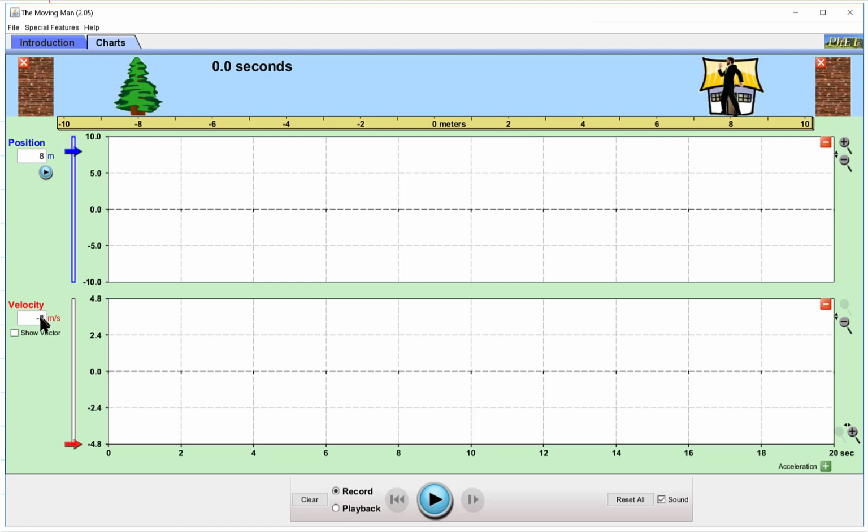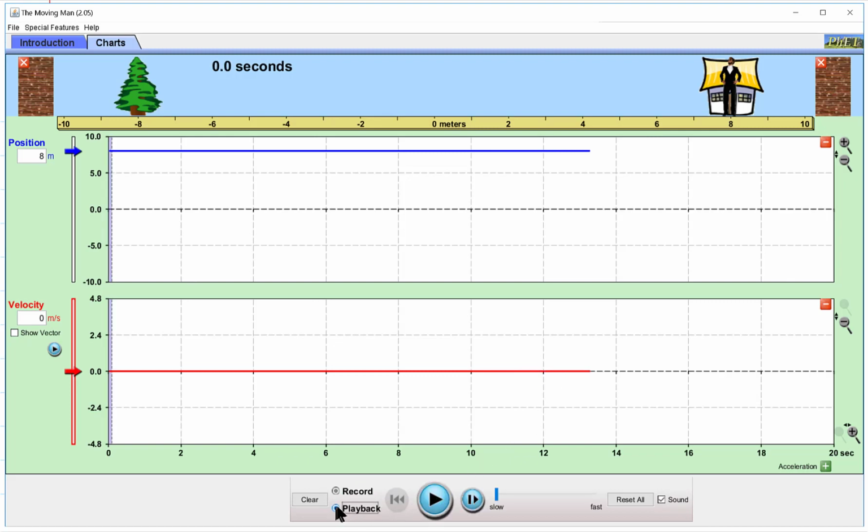Okay, and his velocity I could type in and I could hit 0. So I'm going to hit record. Let's see what the graphs look like. So he's going to be positioned at 8 and with no velocity, and it's probably what you would expect. His location is not changing. That's his position time graph, and his velocity is just 0.